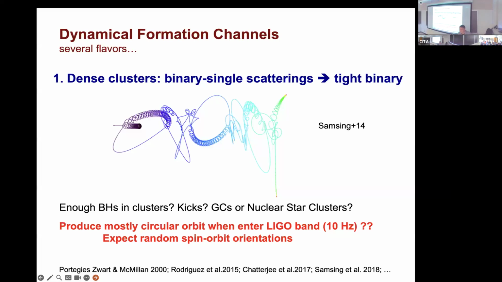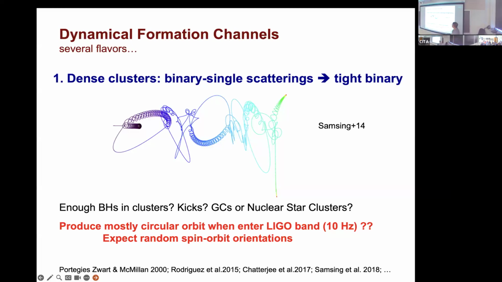So there are several different flavors of dynamical channel. The first one that people are most familiar with involves dense star clusters, right? And the key physical process is basically binary single scattering, right? So you imagine in dense stellar clusters, you have binaries, certainly, you have singles, they're moving around, and they can have close encounters. Binaries being big, they have relatively large cross-section for these close encounters.